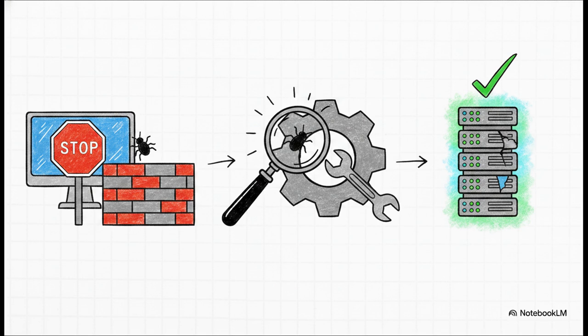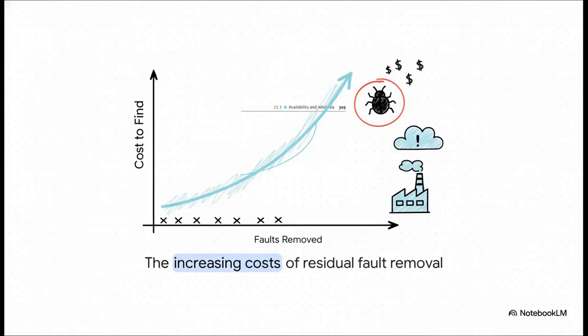And number 3 is fault tolerance. This means designing the system so that when errors inevitably happen at runtime, and they will, the system survives them instead of just crashing. But you might be thinking, why do we need all three? Why not just test the software until it's absolutely perfect?